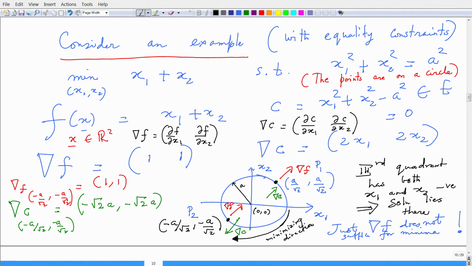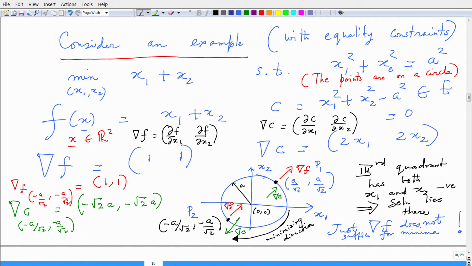Now, two questions can come to our mind, right? How to choose the minimizing direction? Second, are there any relationships between this minimizing direction with respect to the gradient of the constraint and the objective, right? And is there some sense of relationship between these gradients and the minimizing direction, and in general in what direction should I go towards getting the minimum, right.